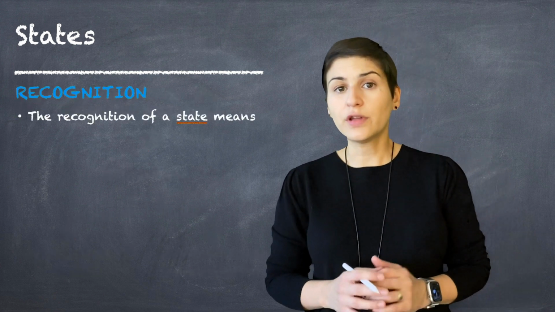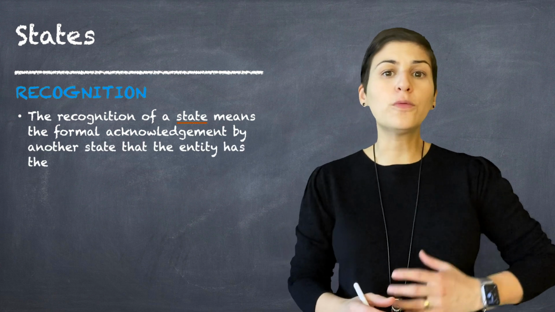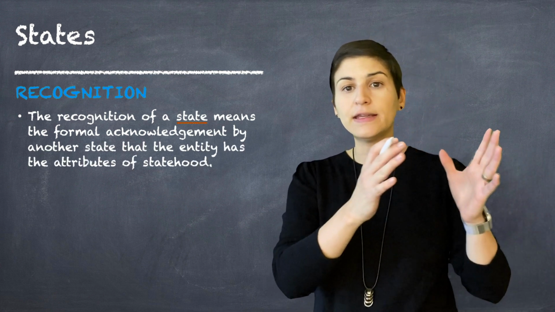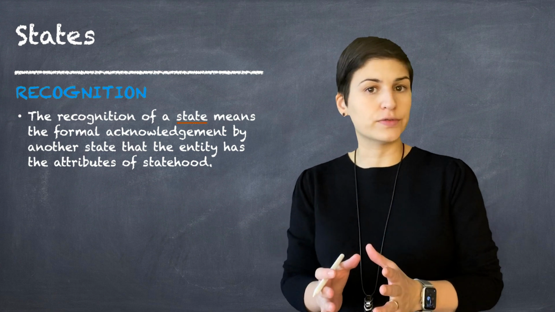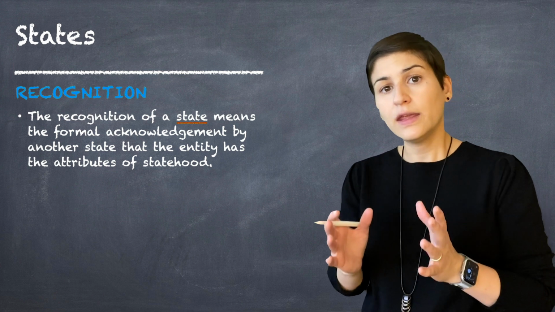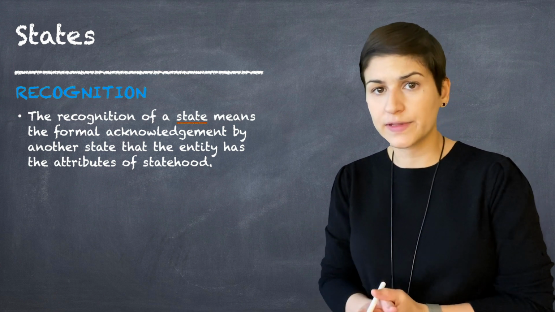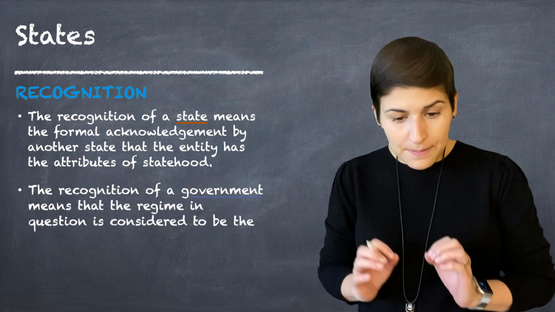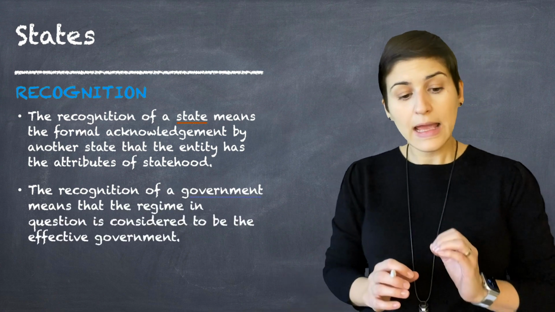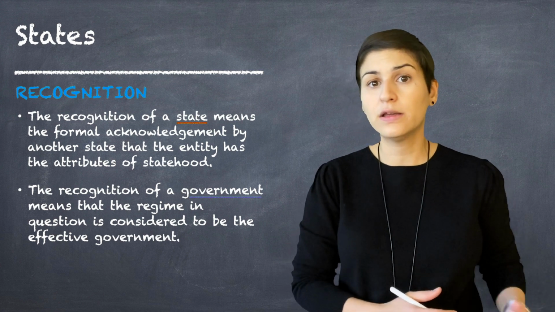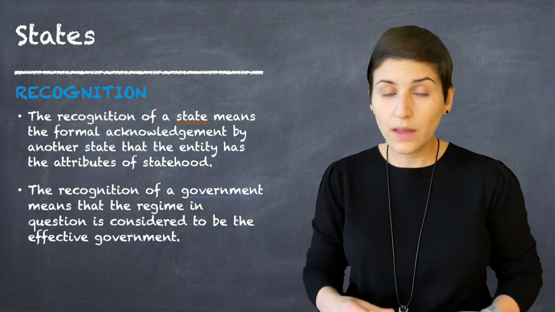The recognition of a state refers to a formal acknowledgement by another state that the entity has the attributes of statehood. So practically, this is an acknowledgement of the existence of the four components of statehood. The recognition of a government, on the other hand, means that the regime in question is considered to be an effective government by the recognizing government or the state.